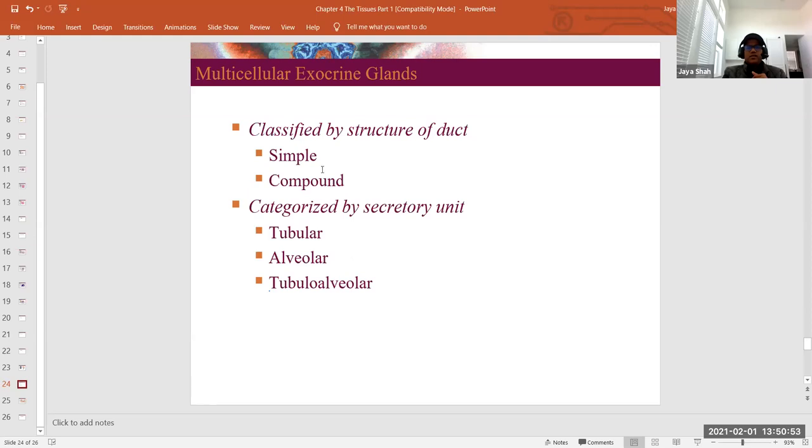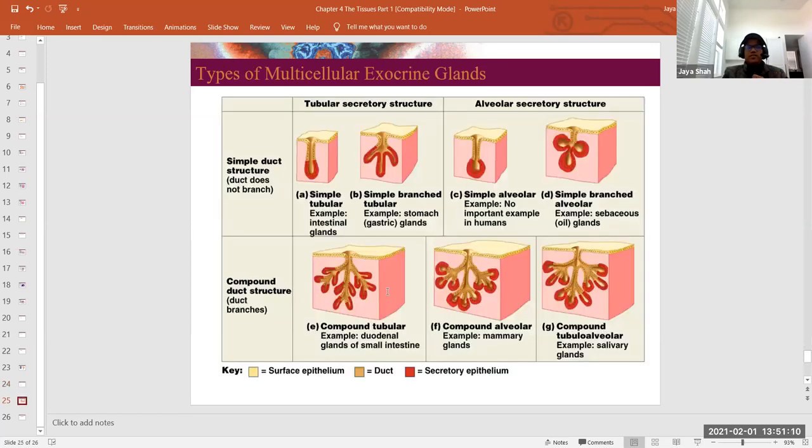Multicellular exocrine glands are classified based on how many ducts they have, the structure of the duct, and what kind of secretory units they have, okay? So they can be simple, compound, tubular, alveolar, and tubulo-alveolar. Let me explain it in the diagram. If there is only one duct that has not branched, then we call them simple. The duct does not branch, and the secretory unit is like a tubule, so we call them simple tubular. This is only one duct, but it is branched, so we call them simple branched. It is only one tube, but it has an alveolar structure, round, so we call them simple alveolar. It has only one duct, but the alveoli are branched, so simple branched alveolar.